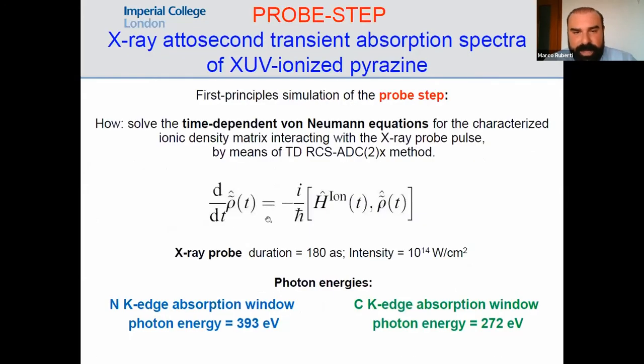And how can we probe them? In order to probe them, we also need to model the interaction with the probe pulse. Because we are dealing with a density matrix, we need to propagate the von Neumann equation for the density matrix. This is what I do, allowing the ion to interact with a probe pulse centered at the nitrogen K-edge absorption energy, and another probe pulse with photon energy centered at the transition energy to the carbon K-edge. The aim is to promote the ionic wave packet to the carbon core-ionized or nitrogen core-ionized states.